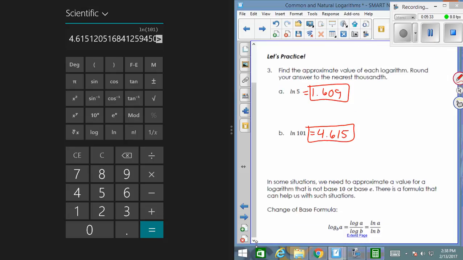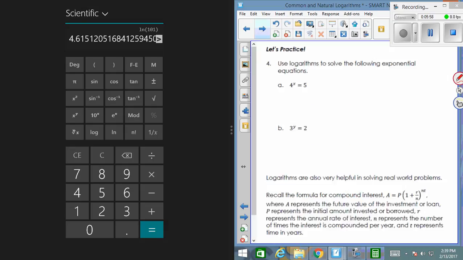Okay. In some situations, we need to approximate a value for a logarithm that is not base 10 or base e. So like the ones we did yesterday, there's a formula that can help us get the approximate number of those logarithms. It's called the change of base formula. And what it basically says is I can take the log of the big number and divide it by the log of the base. Okay, same with the ln, same situation.